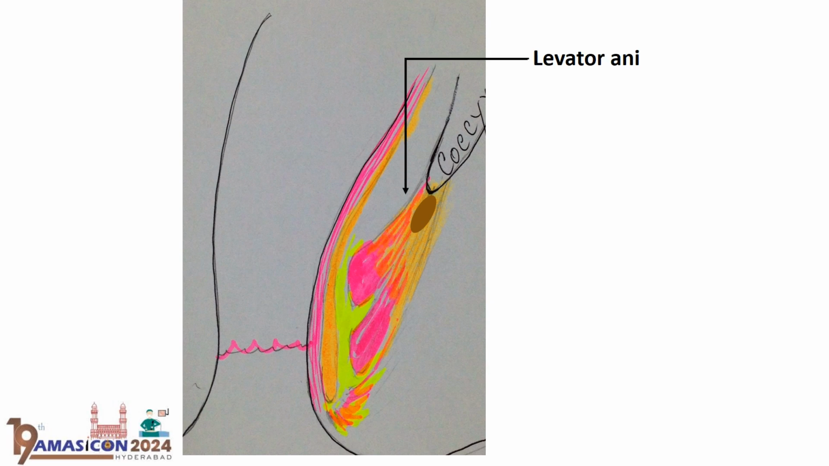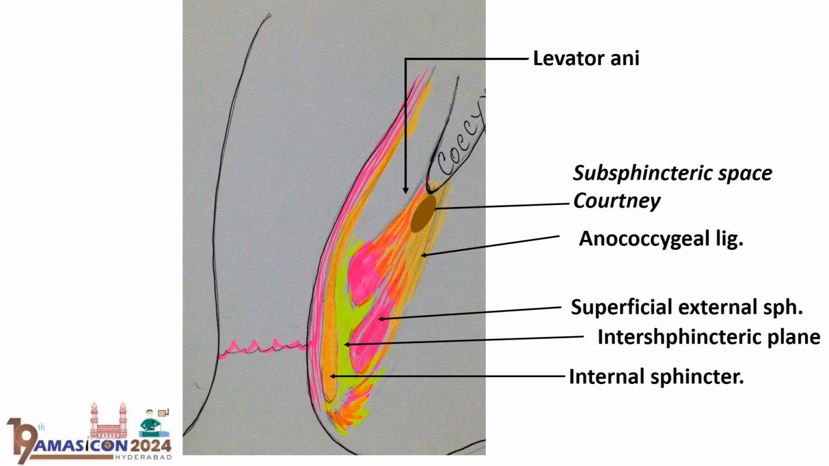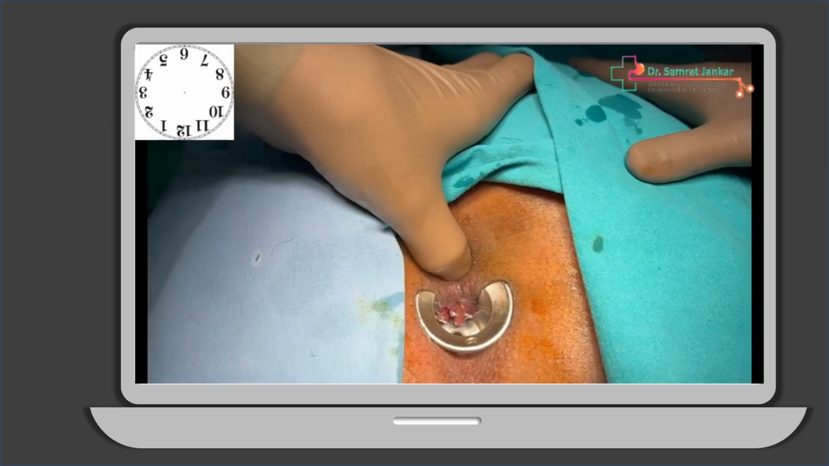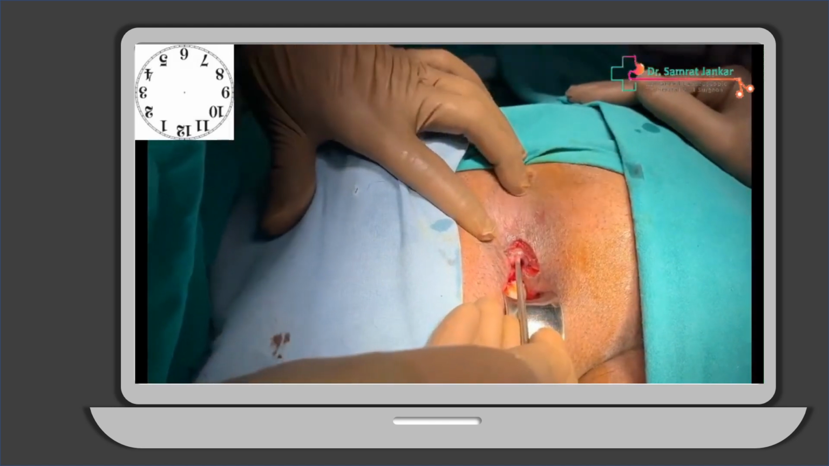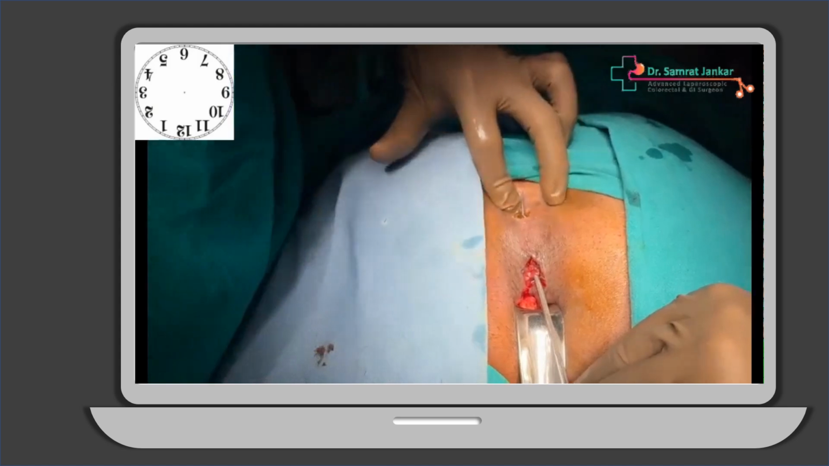In the postanal space, we can appreciate the levator, anococcygeal ligament, superficial external sphincter, internal sphincter and intersphincteric plane. This is the area where the deep space has been shown on cadaver. We can see the anococcygeal ligament, and below it at the center, outside the external sphincter, we can see the deep postanal space. We can see this video where the deep postanal space is approached from the internal opening, drained and completely opened up.